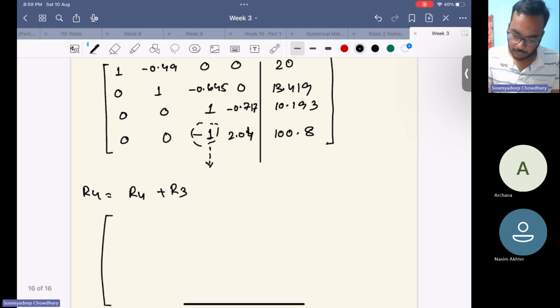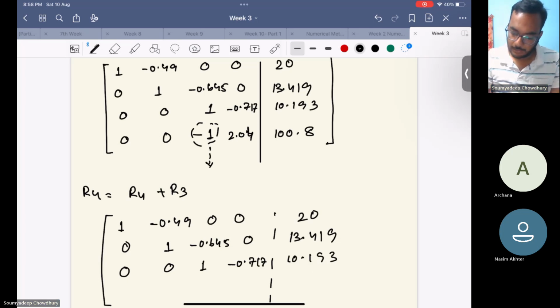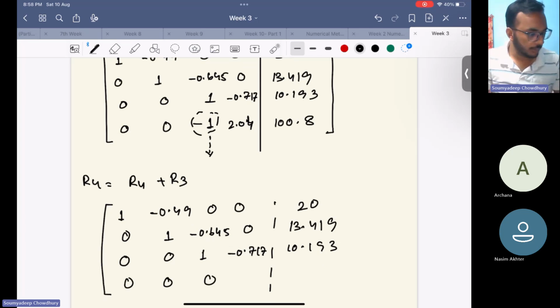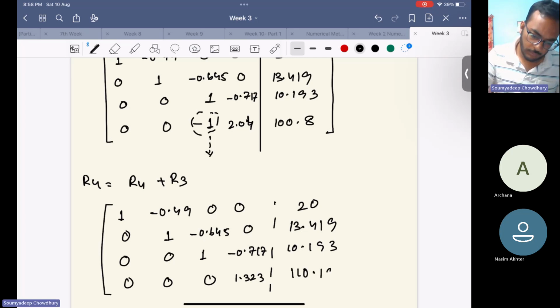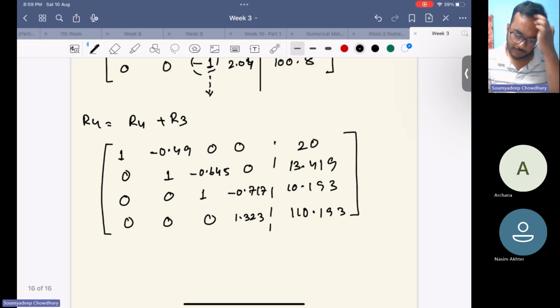So what we will get? 1 minus 0.4900, 20, 0, 1, 0.6450, 13.419, 0, 1 minus 0.717, 10.193, and 0, 0, 0, 2.04 minus 0.717, 1.323. This one is 100.8, 8 plus 0.193. So you have got it, right? Just one more step you can do. You can just divide R4 by A44.